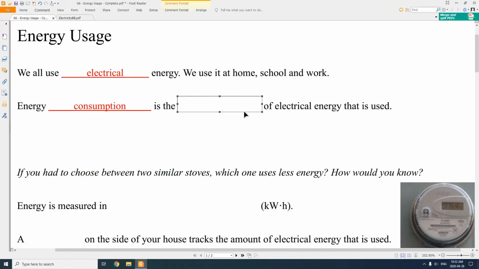Energy consumption is the amount of electrical energy that is used. So you could say that a product has a high energy consumption. So you might say, okay, this stove over here, it consumes a lot of energy. It has a high energy consumption. That just means it uses a lot of electricity. Or if you were maybe comparing different stoves, you could say, okay, this one has a lower energy consumption.